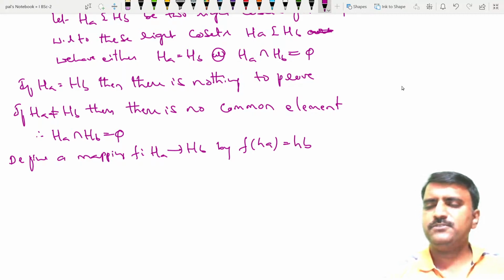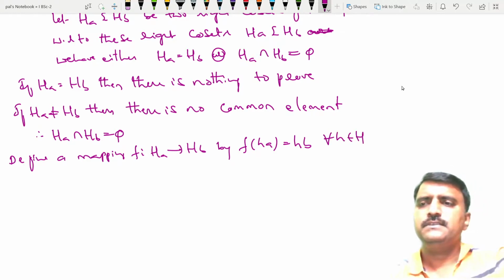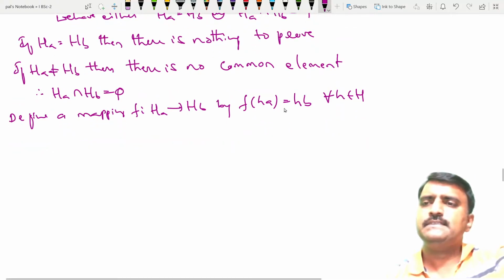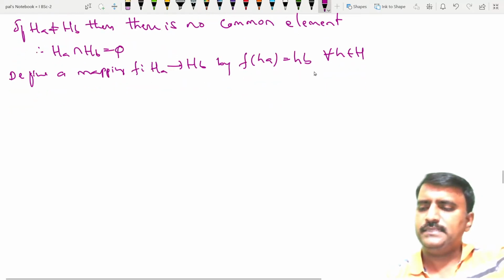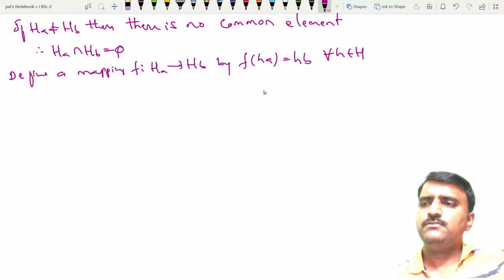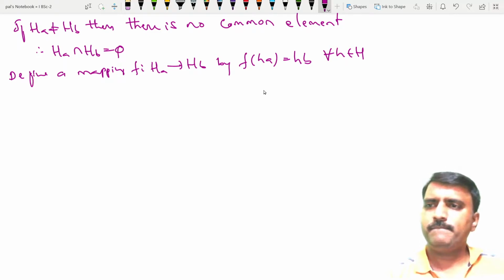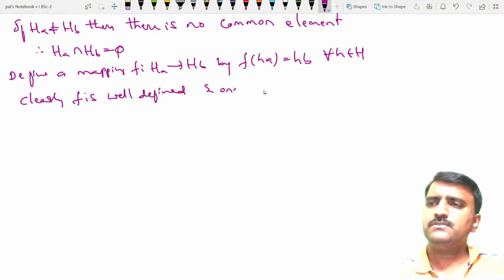Image of ha is equal to hb for all h belongs to H. So image of h1a is equal to h1b. Image of h2a is equal to h2b. Like that it continues. Okay, now clearly f is well defined, and also one-one.